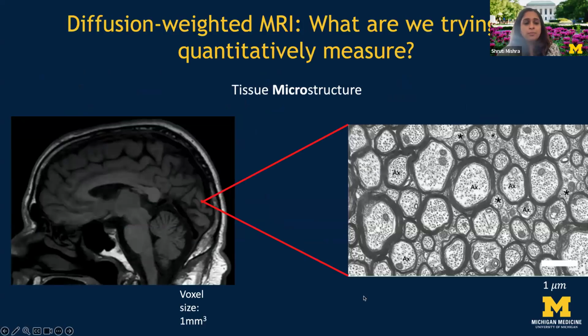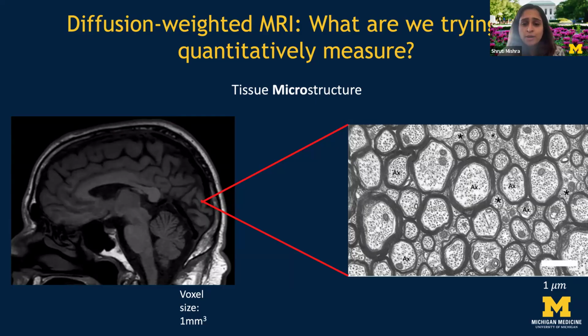And so in order to really understand what some of these different diffusion models are telling us, I'm going to do a quick and dirty review of diffusion MRI. The caveat is that I'm not a physicist, I'm a clinician, but this is how I think about diffusion MRI, and what I think are the most important pieces when we're looking at these different models and what they tell us.